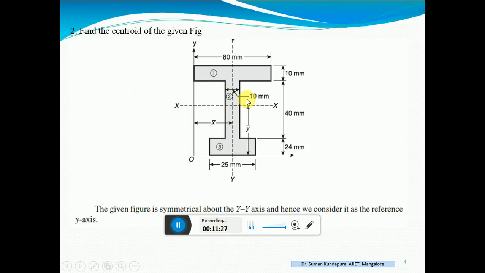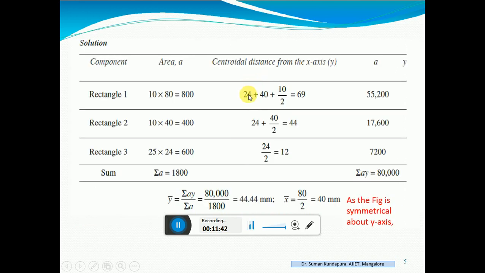So what are the distances? If I have to reach this point, CG is somewhere here for this rectangle. To reach this point, I need to add 24 plus 40 plus 10 by 2. That is 24 plus 40 plus 10 by 2, which is 69.